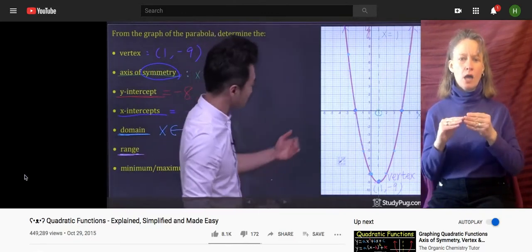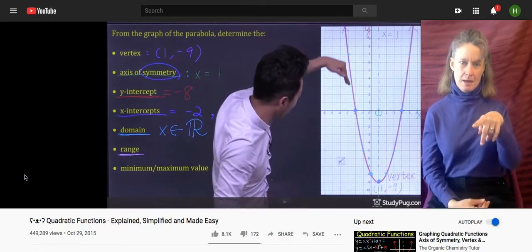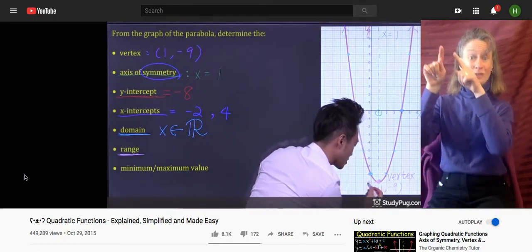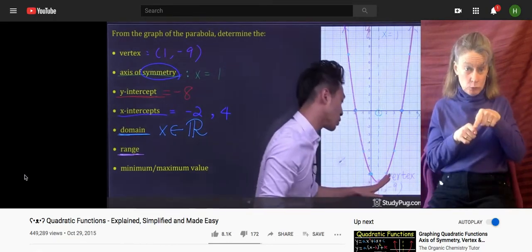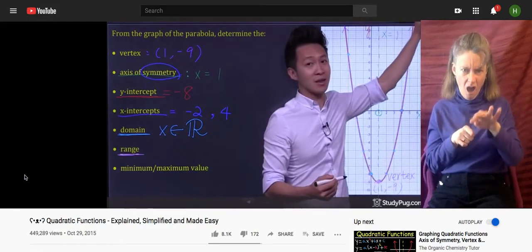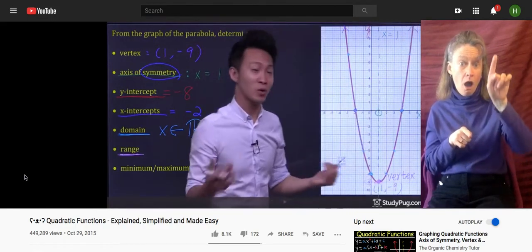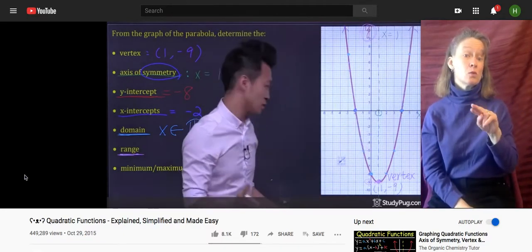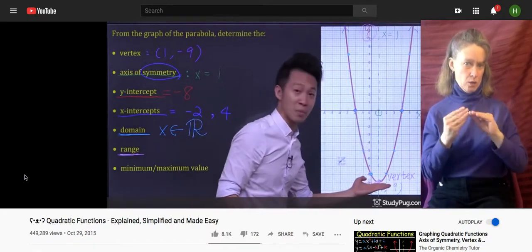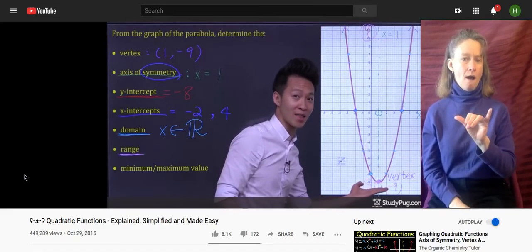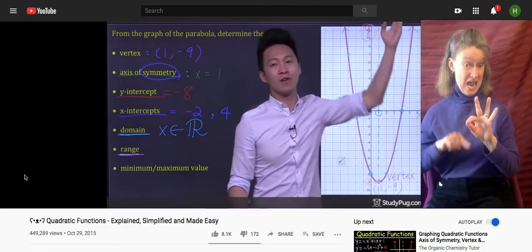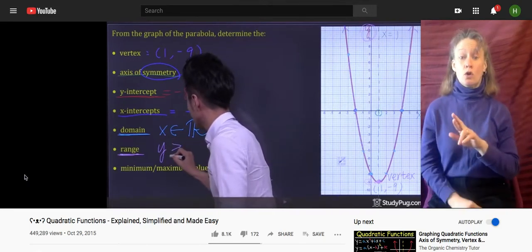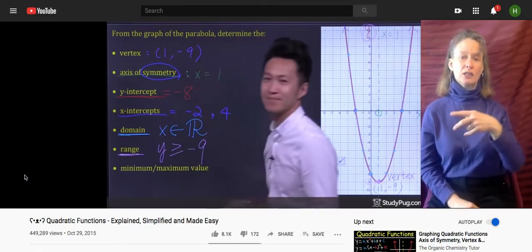So here, the parabola only goes as low as right here, where the y value is -9. However, it will go as high as it likes. And therefore, we say the range talks about y, right? So the range is y must be -9 and anything above. So the range is y is greater than or equal to -9.